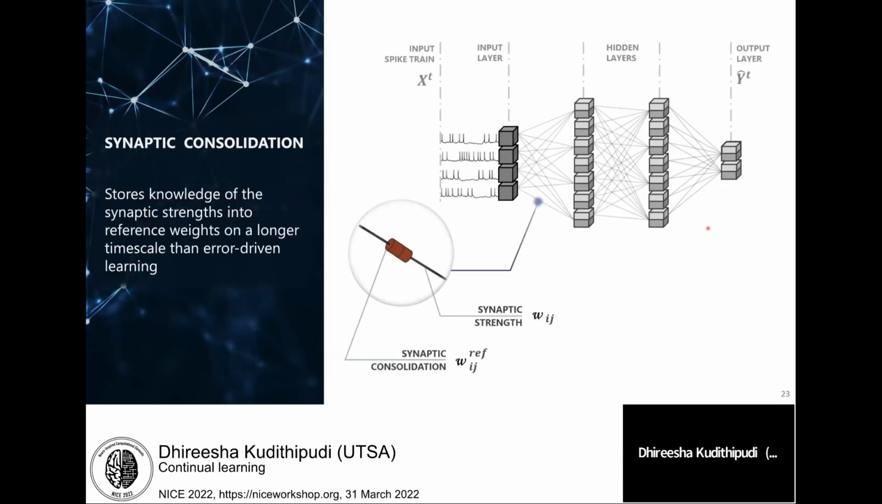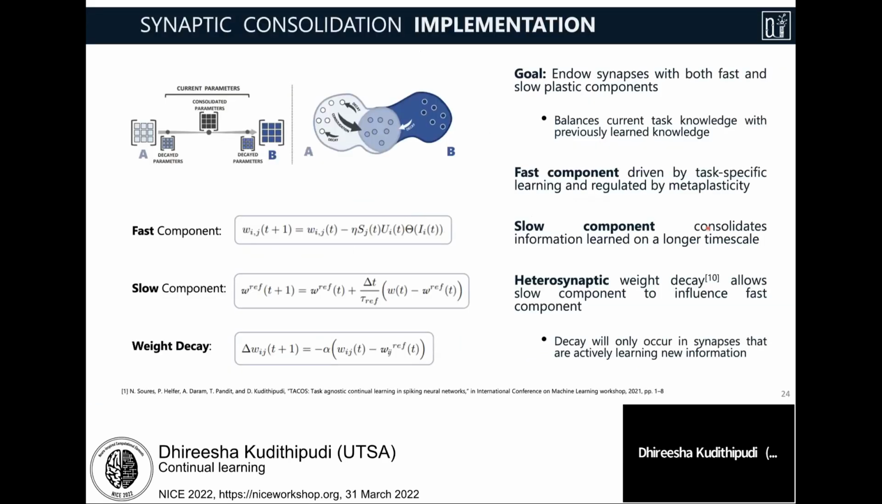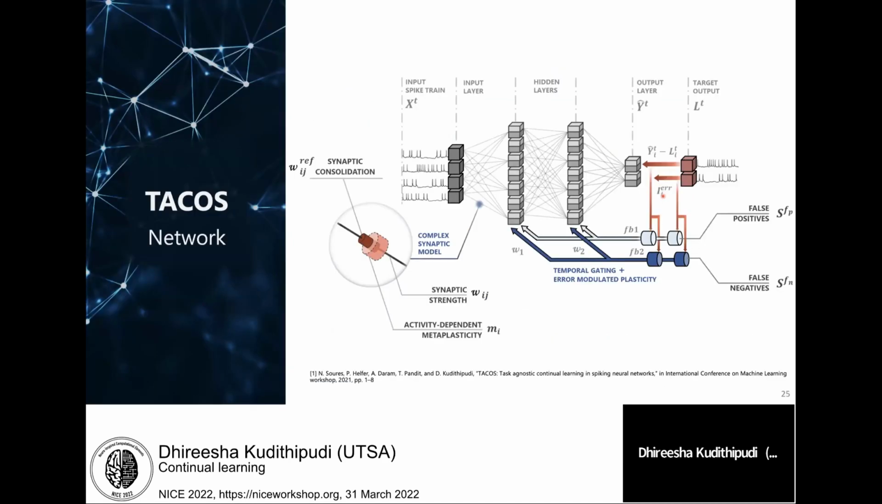Similarly, we incorporated synaptic consolidation in the same network. The way we incorporated it is by using 2 components, a fast component and a slow component. The fast component is driven by task-specific learning and is regulated by metaplasticity, and the slow component consolidates information on a longer time scale. And this is the complete TACOS network.